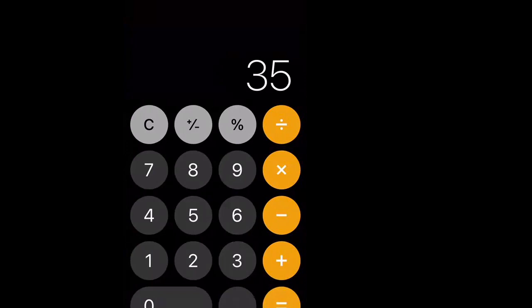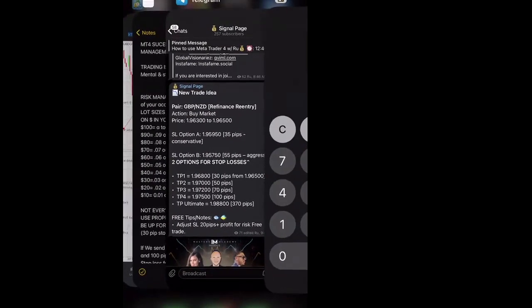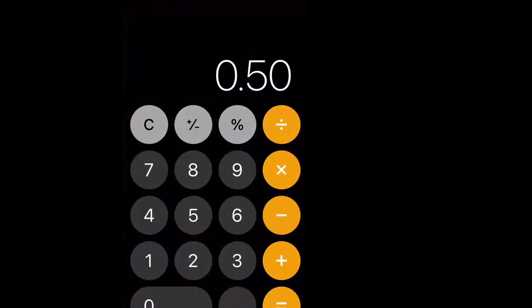Let's say I want to put 50 cents into the trade. 50 cents on a calculator is written as 0.50, right? If it's 35 pips, the stop loss, right? You want to multiply 50 cents times 35, and you'd risk losing $17.50 on this trade.